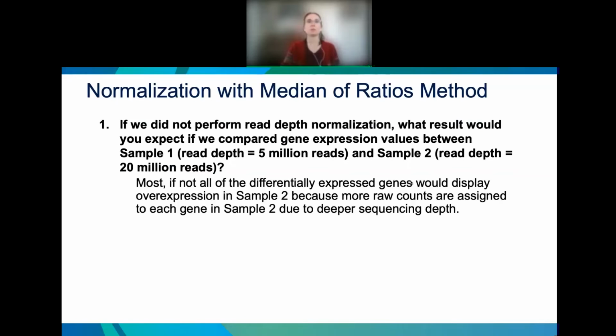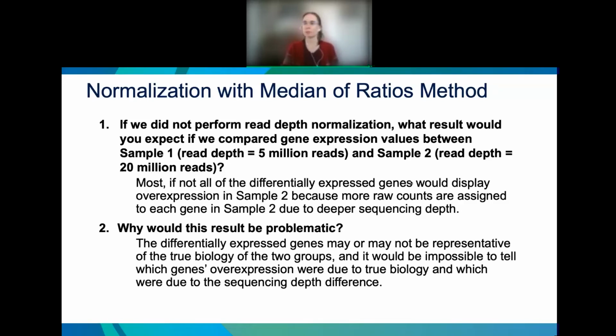So I just have a couple of thought questions here. If we didn't do normalization, and we got differentially expressed genes in a comparison between 2 samples, where sample 2 has 4 times the read depth as sample 1, we would think, oh, all these genes are differentially expressed, and they're all higher in sample 2. And this is not representative of biology, which is why it would be problematic. It would be impossible to tell where overexpression was due to true biology and where it's due to sequencing depth difference. Just kind of hammering this point home.